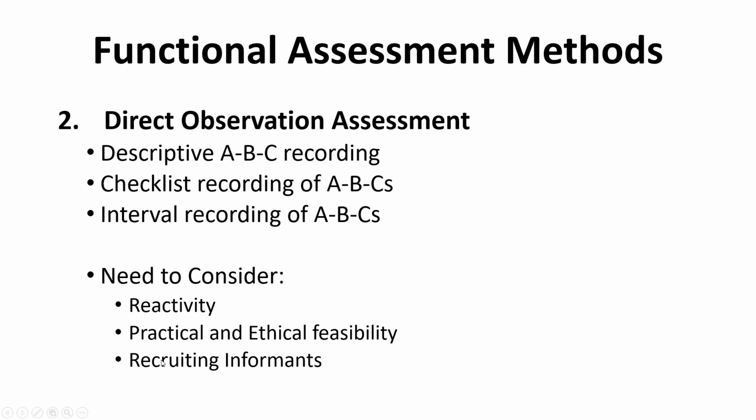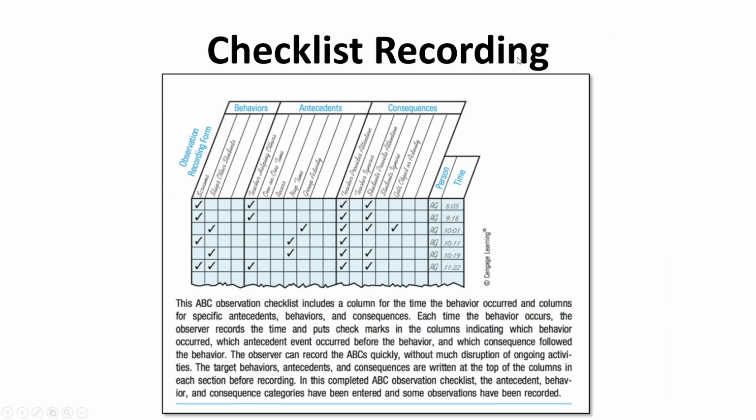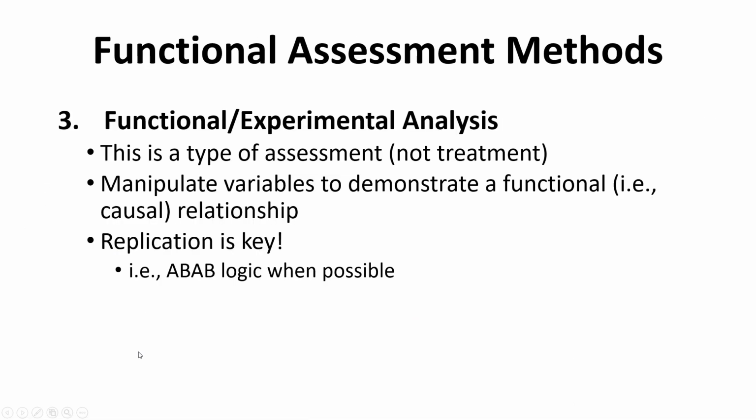If that's the case, you might have to get into recruiting informants to either conduct an indirect assessment, or maybe you can have individuals who are usually in that environment that you can recruit to help with direct assessments. So maybe it isn't viable for a researcher to come into that environment, but maybe there's someone who's already there who could use a checklist to keep track of when certain behaviors occur or something like that. So just some things to consider in the background.